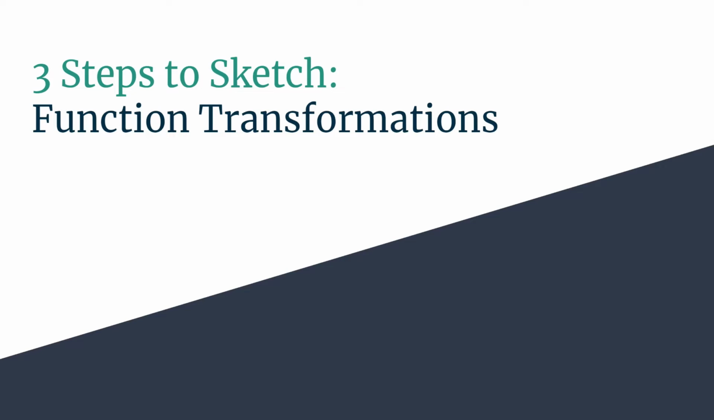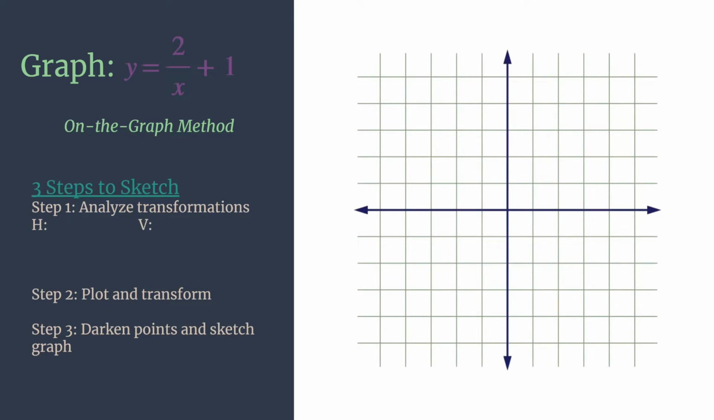In this 3 steps to sketch for function transformations, we are going to transform the reciprocal function. So we want to graph y equals 2 over x plus 1. And we'll do this using our on the graph method. Here's our equation, and here is our setup.